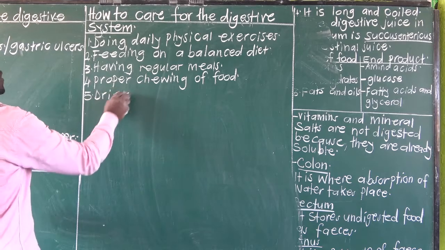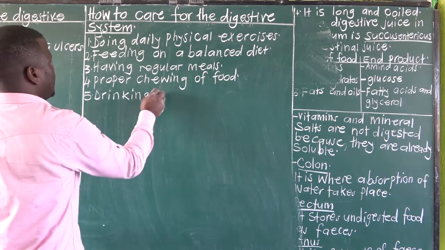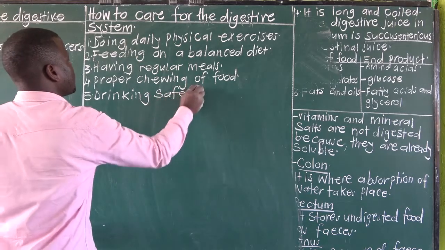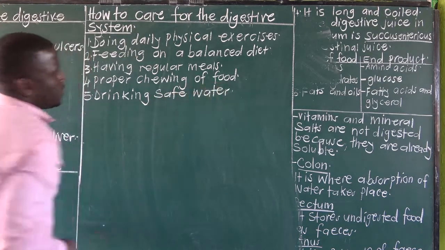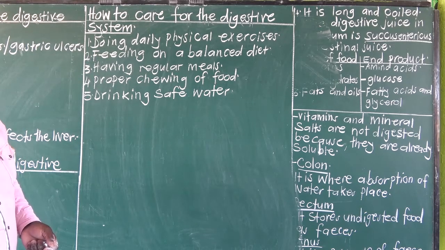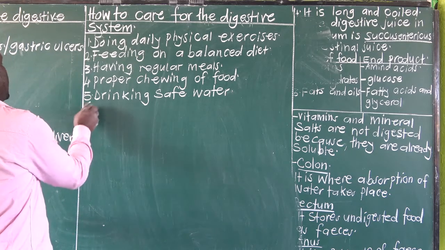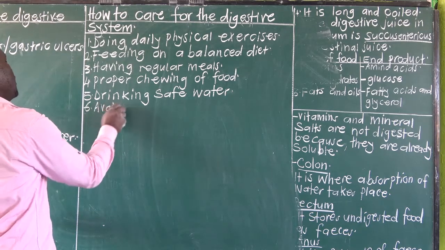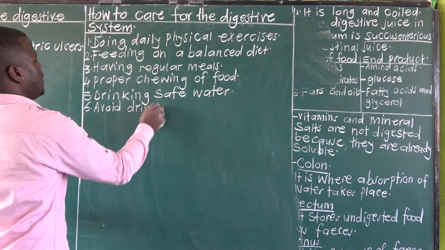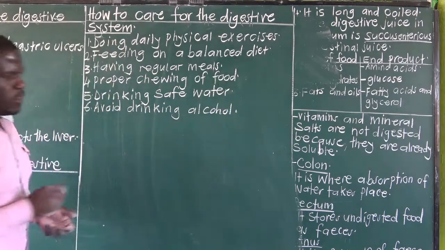Drinking safe water. If you drink water which has germs, you will get diarrheal diseases: you get typhoid, diarrhea, dysentery, cholera and so on. So drink safe water. Some people say boiled water, but you may have boiled water which is not safe. Then avoid drinking alcohol.